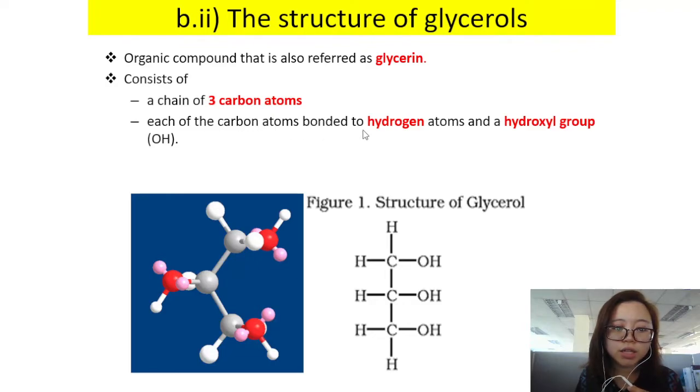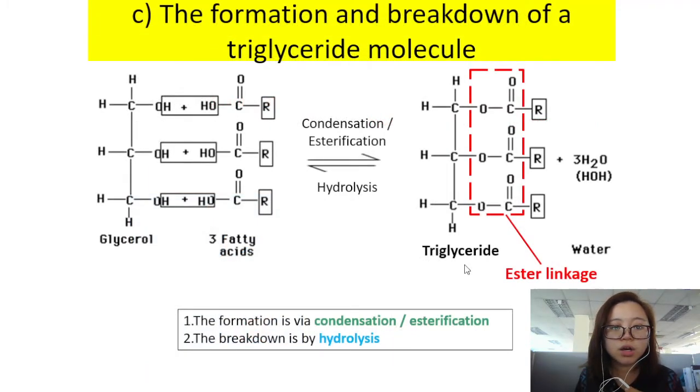Each of the carbon atoms is bonded to hydrogen atoms and a hydroxyl group. So sebelah kanan dia ada OH, kanan dia ada OH, kanan dia ada OH. Selebihnya hydrogen, hydrogen, hydrogen, hydrogen, hydrogen. So this is a glycerol. Remember, we're still talking about the first type of lipid, which is triglyceride. Kita boleh ambil 3 fatty acid, gabungkan dengan satu glycerol untuk dapatkan triglyceride.